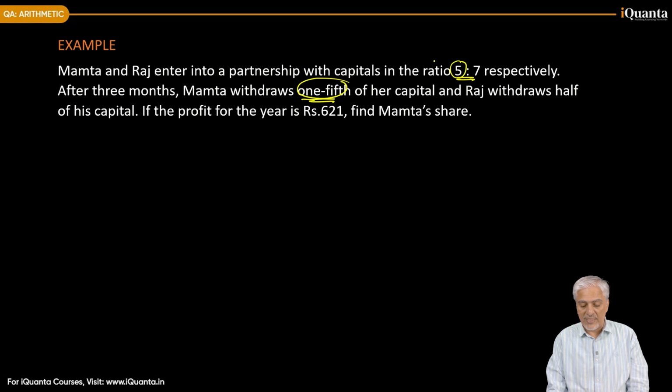So 1/5 of 5 is an easy number. But half of 7 will give me decimal. So why struggle with that? Let's start by saying Mamta has invested, say, 10 rupees.